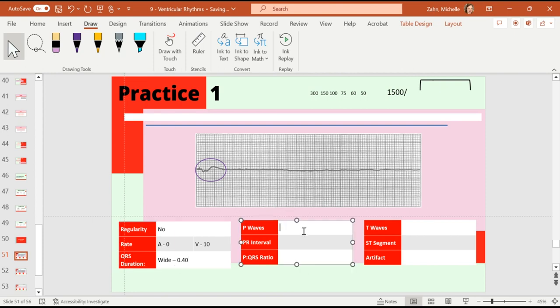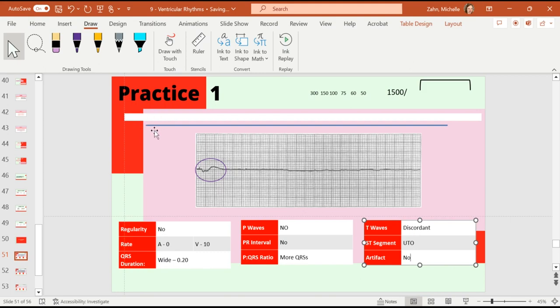Definitely wide. P waves, we don't have any. PR interval, don't have any. P to QRS ratio, more QRSs, technically, one more QRS. T waves, oh, maybe I was including that T wave as part of the QRS, so this QRS is probably not quite that wide. Maybe it's about 0.20. The T wave we do have, it is there, but it is discordant, so it's going the opposite direction of your QRS complex. ST segment, I would just put unable to measure because it's really hard to see where the QRS ends and the T wave starts. Artifact, no, I don't think so. I think this is a clean EKG.